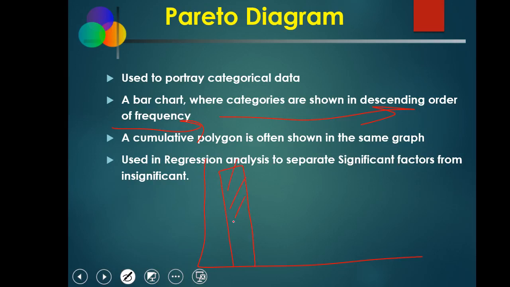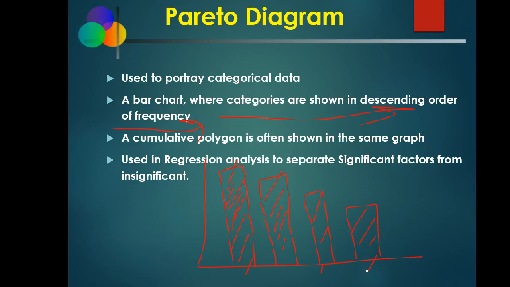If we start from the left side, we plot it first, then we plot another one on the basis of its frequency, then the third one on the basis of frequency, then the fourth one on the basis of frequency. So it's like a bar graph, but the data is arranged in categories.